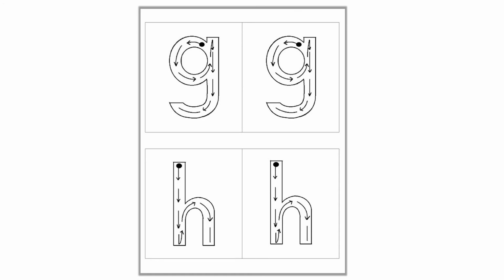Here we are going to learn how to write G and H. We're going to start with this dot here and follow that arrow. Watch. Can you trace on your worksheet on G?